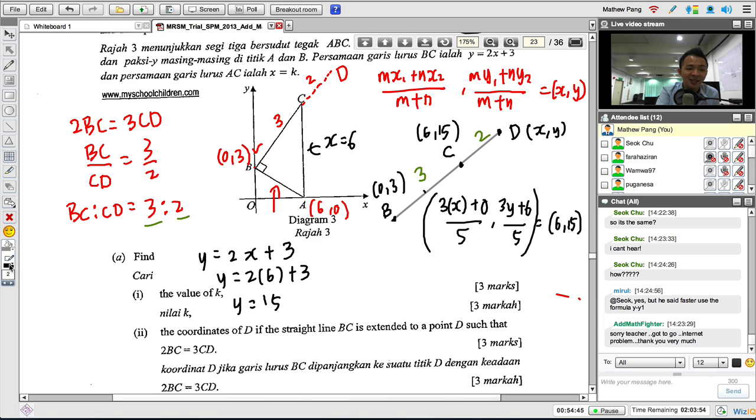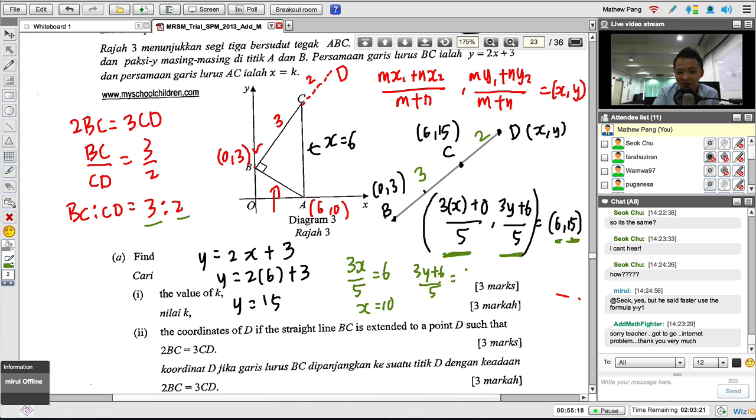Then we have to understand something. After you got this one, the x coordinate has to be compared with the x coordinate, and the y coordinate has to be compared to the y coordinate here. So what I have over here is 3x over 5, right? So 3x over 5 will equal 6. So x is just 30 divided by 3, 10. X is just 10. Alright, for y, 3y plus 6 over 5 equals 15, right?